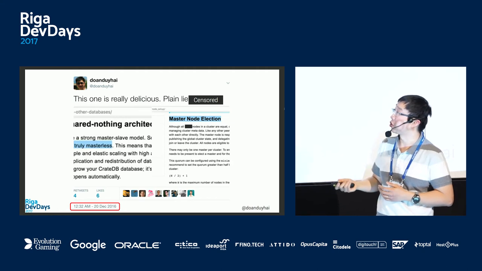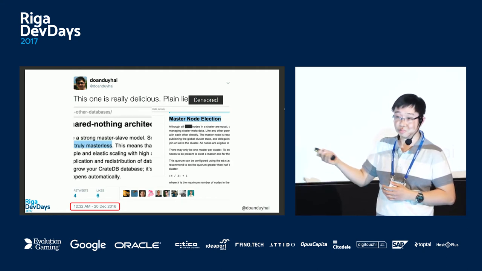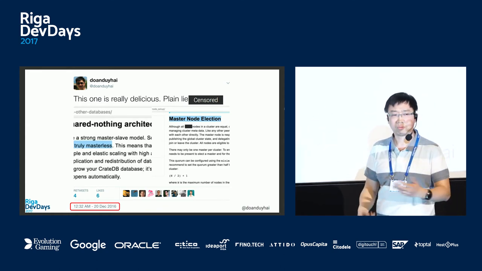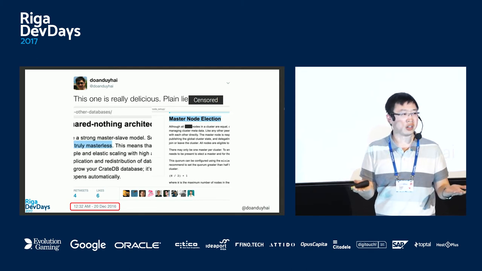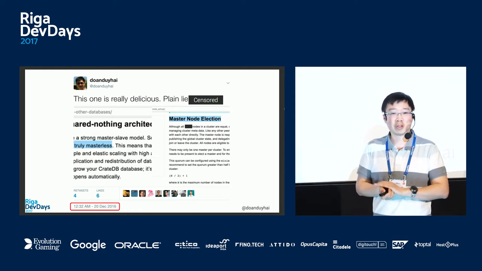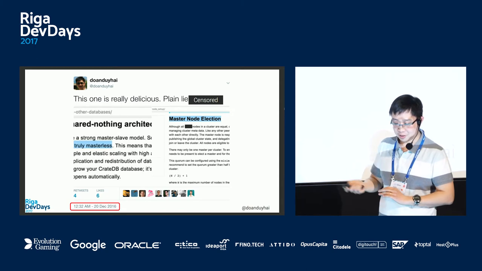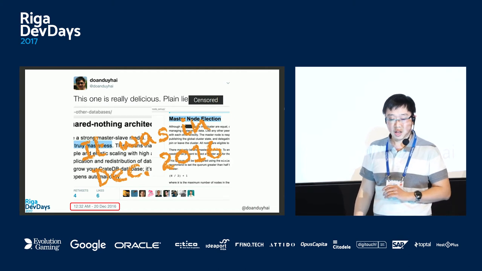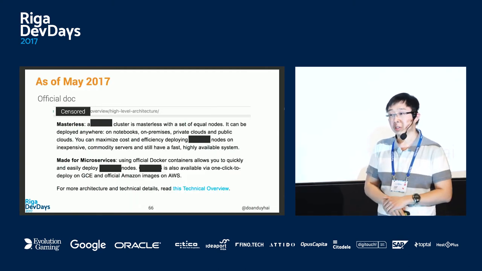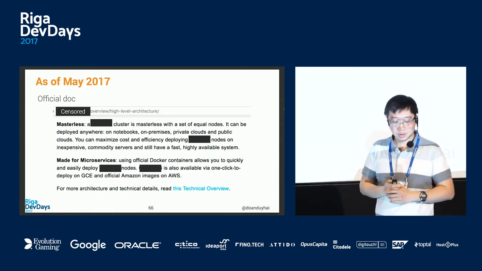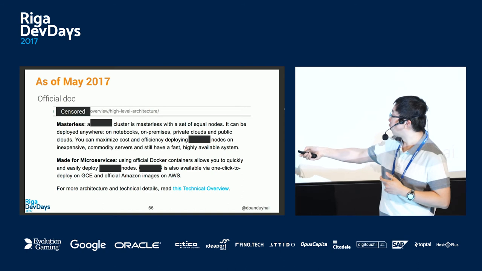This is me, right, on Twitter. They say that they are truly masterless. And in the same documentation, you see master node election. What's going on here? You said you are masterless, but you have a master node election. So they said, oh yeah, this is a mistake in my documentation. Let me change it. So this was in December last year, right, 2016. I checked the documentation later in this month. So the official doc says that they are masterless, okay. Fine, no master. And then I downloaded the technical overview paper.